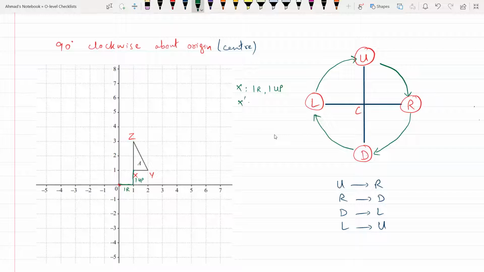So how will you reach x bar? Where will right go? Right will go to down. That's 1 down. And up will go to right, so this is 1 right. Now from the center, you go 1 down and then 1 right. That is your point. That is x bar. X rotates and comes here. Does that make sense? You can think of it this way too.